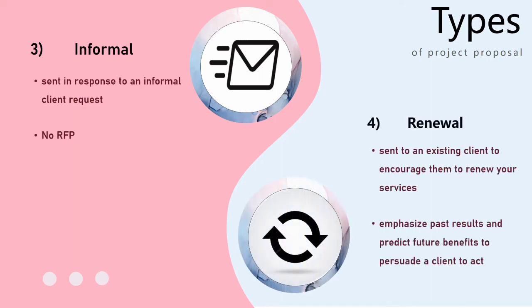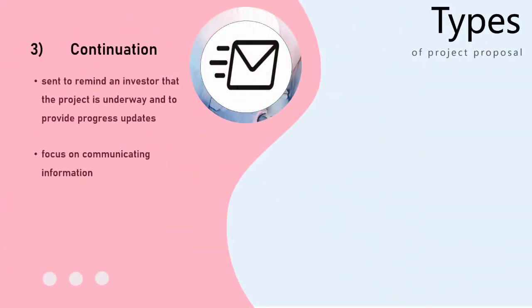The fourth one is renewal. It is sent to an existing client to encourage them to renew your services. It emphasizes past results and predicts future benefits to persuade a client to act. And fifth is continuation. It is sent to remind an investor that the project is underway and to provide progress updates. This proposal should focus on communicating information rather than persuading.